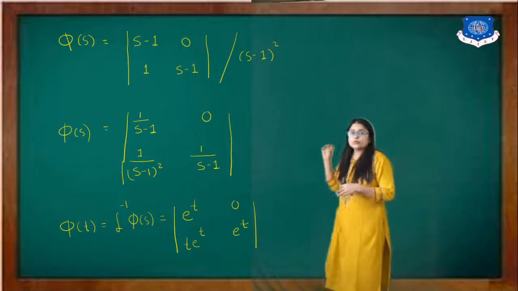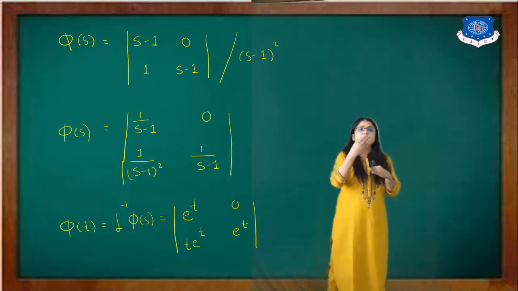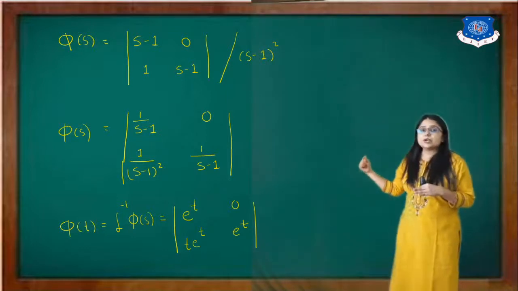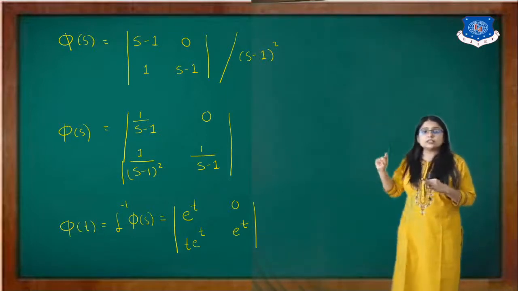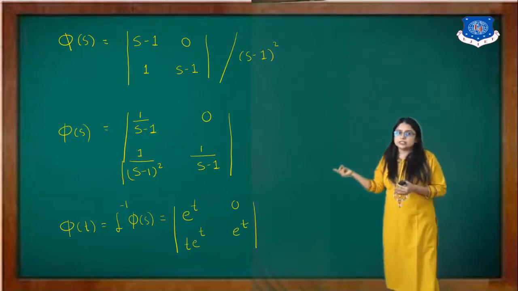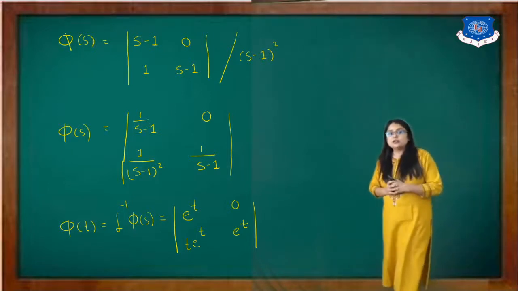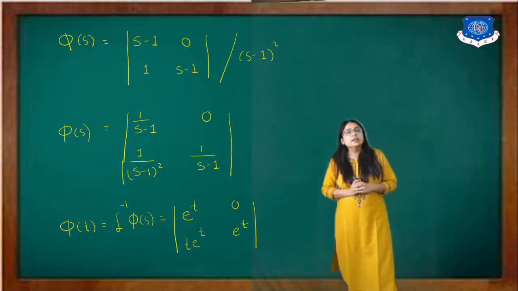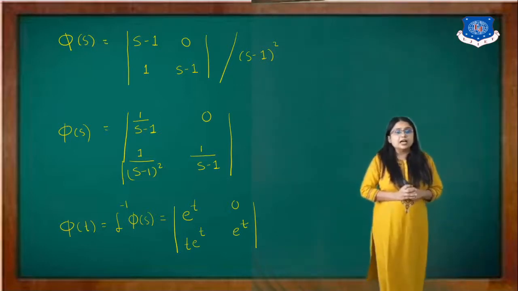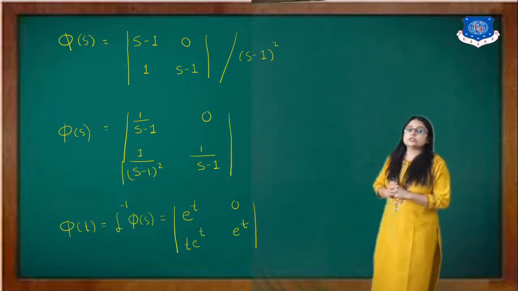Because see, in a matrix, when you want to take the inverse, each and every element you have to write down inversely. So, first row, first column. That is 1 upon s minus 1. The inverse is what? Is e raised to t. Now the inverse of 0, first row, second column, is 0. Now consider second row, first column. See the 1 upon s minus 1 whole square. If you remember, then that is the inverse of t into e raised to t. And last one is 1 upon s minus 1. See the inverse is what? It's e raised to t.